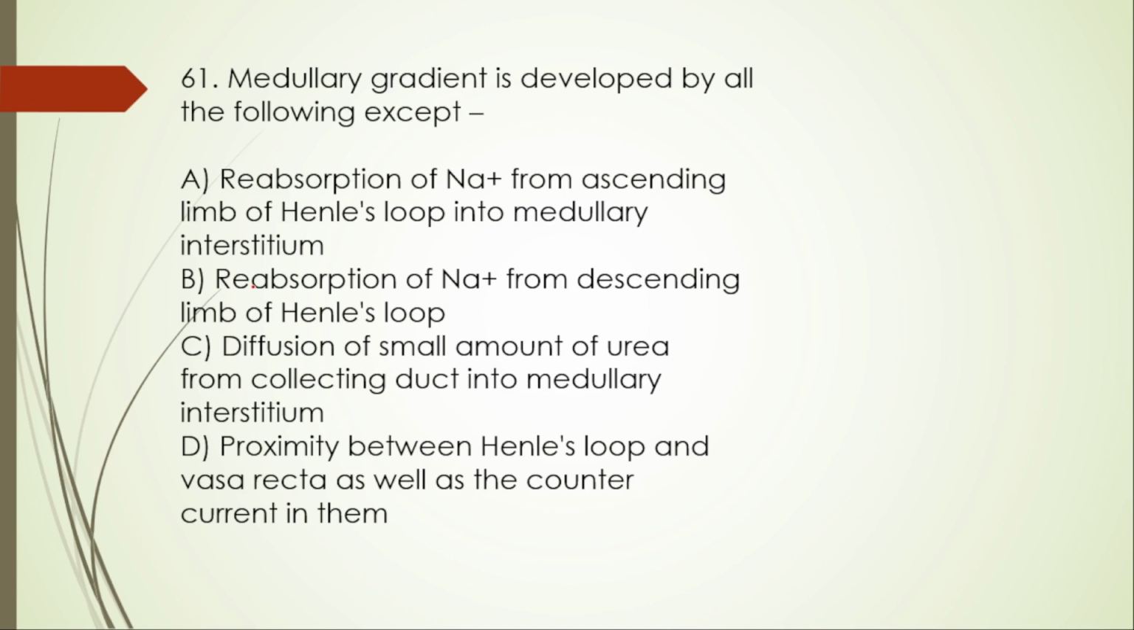Next, 61st question. Medullary gradient is developed by all the following except A. Reabsorption of Na+ from ascending limbs of Henle's loop into medullary interstitium. This is right. B. Reabsorption of sodium from the descending limb of Henle's loop. This one is wrong. So here which one is the exception? C. Diffusion of a small amount of urea from collecting duct into the medullary interstitium, right? D. Proximity between the Henle's loop and then vasa recta, as well as the counter current in them. This one is also right. So this one is the exception.